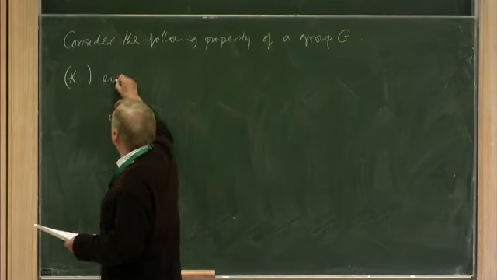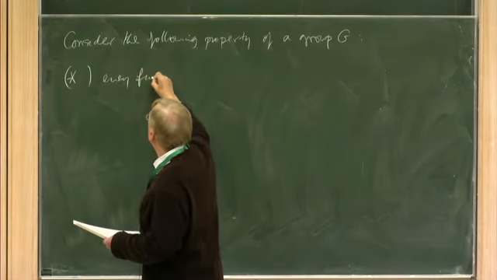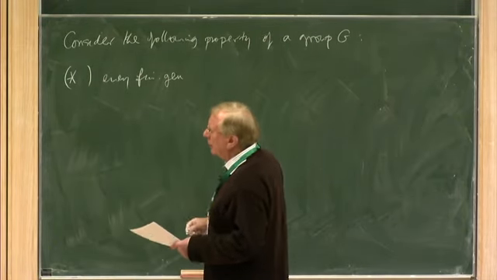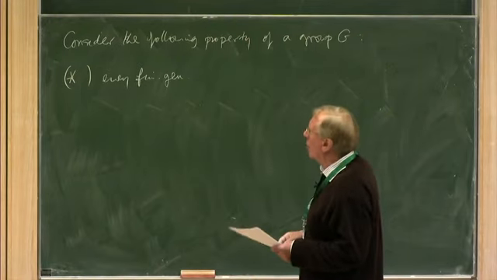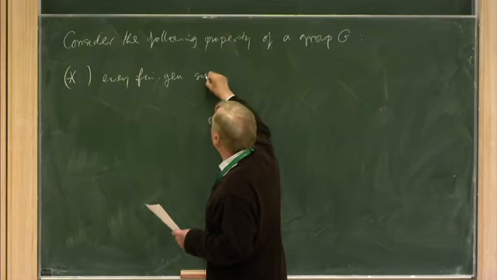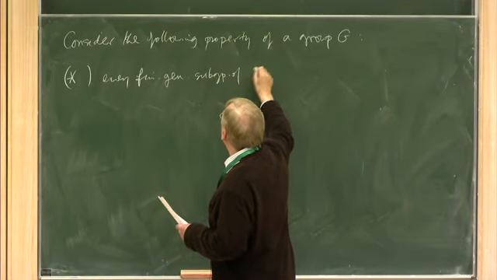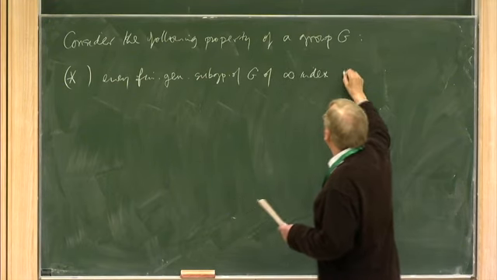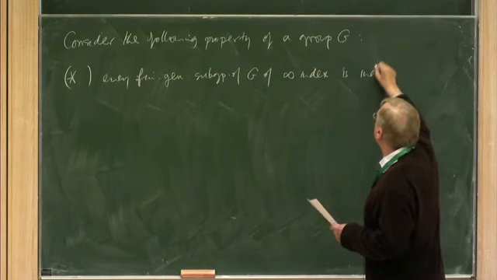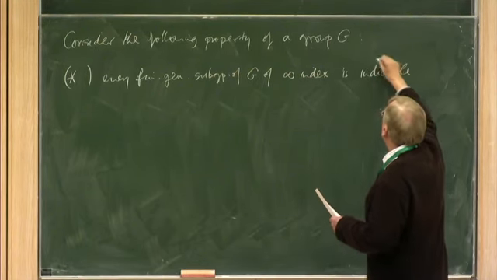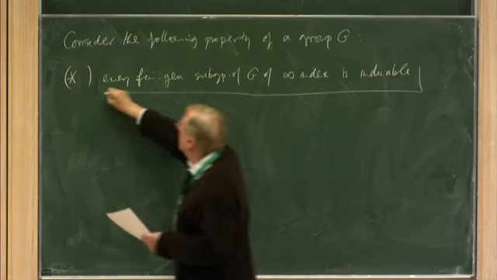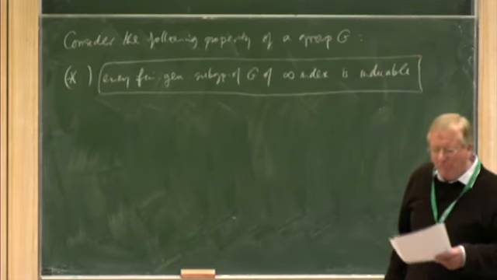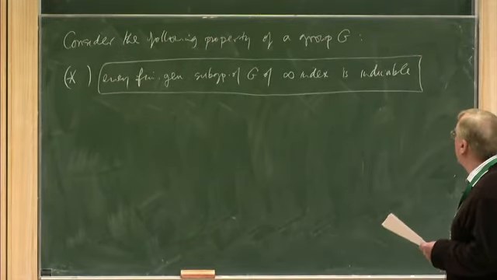Every finitely generated subgroup of G of infinite index is indicable. It's almost like locally indicable, but not quite. So that's a property that may or may not hold for a given group. But let me prove a couple of things about this property.